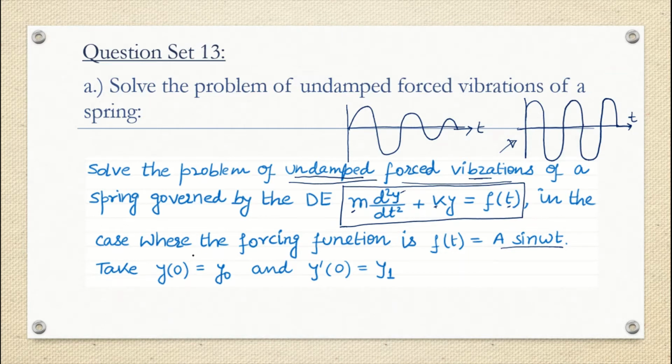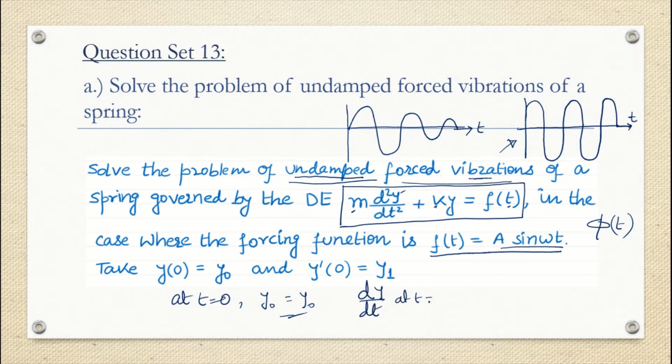Here we see that some more conditions are given. The function present on the right-hand side, which we used to call phi(x), or phi(t) in this case, is a sine omega t. And y(0) is y0, which means that at t equals 0, y is nothing but y0. Similarly, y'(0), that is, d by dt of y at t equals 0, is given as y1.